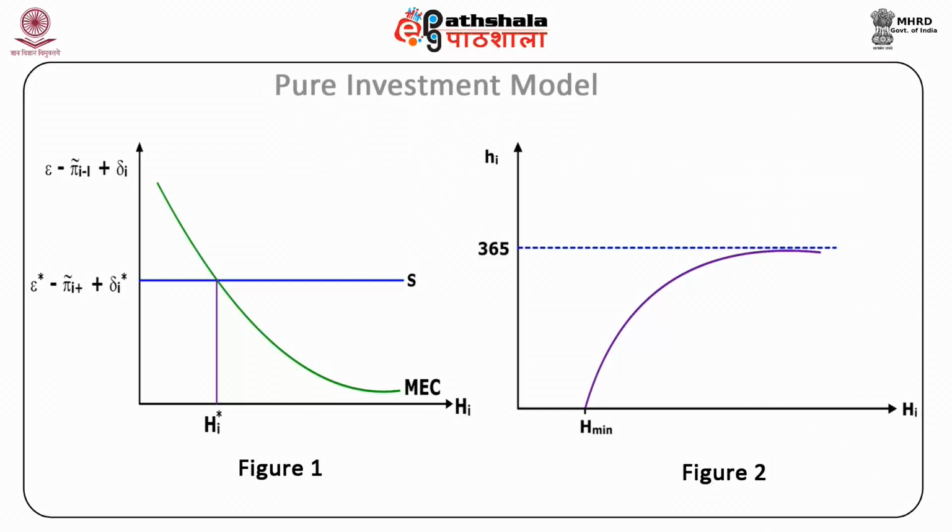At death, that is H minimum, number of healthy days equals 0. The curve depicts diminishing marginal product of health capital. Healthy time increases at a decreasing rate and eventually approaches 365 days.